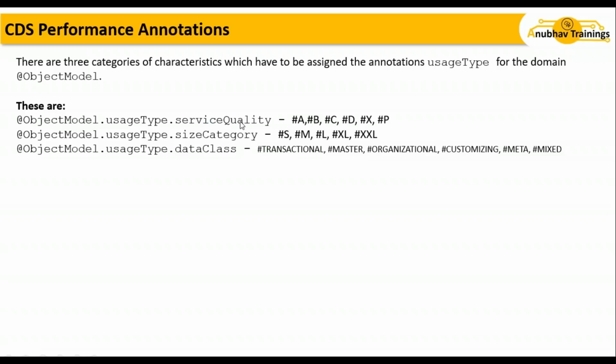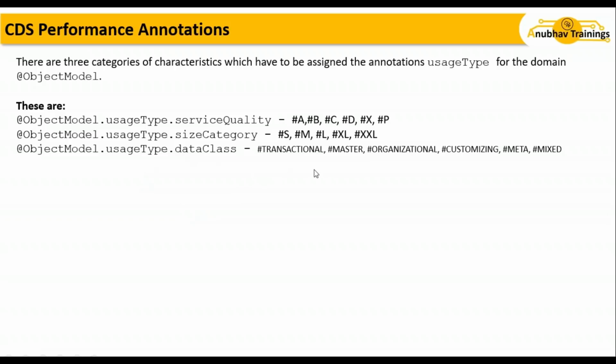The possible values for this are A, B, C, D, X, and P. So these are all the possible values you can assign. The second one is called size category: S for small, M for medium, basically all our t-shirt sizes: small, medium, large, XL, and XXL. That's another possible value you can assign.